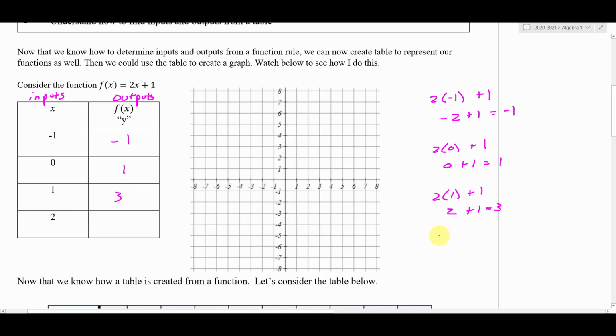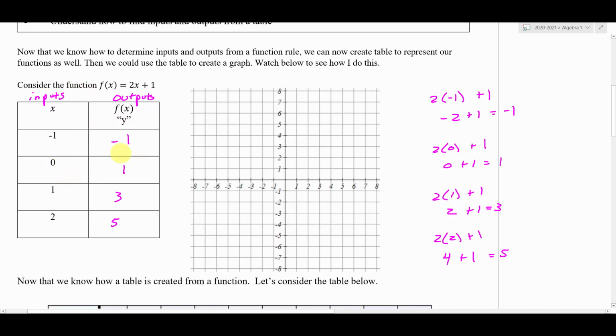All right, one more time. This time our input is a 2, so we're going to have 2 times 2 plus 1, and 2 times 2 is 4, and 4 plus 1 is 5. So I put a 2 in, I get a 5 out. All right, so now we have successfully generated a table from a function rule. That's all there is to it. That's where these tables come from.